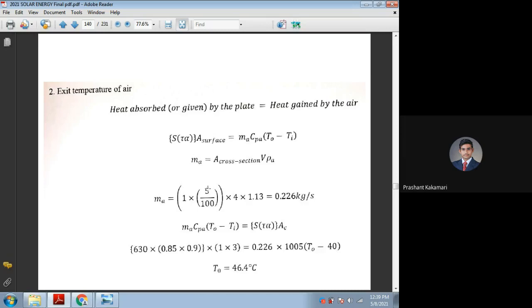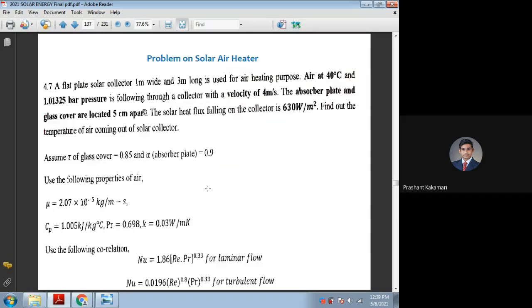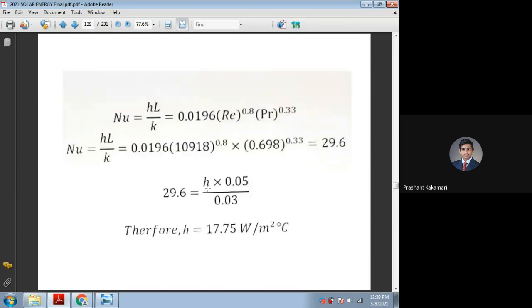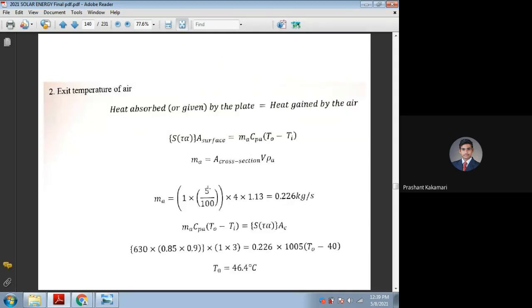So surface area, how do you find out? Surface area of the collector is length into width. So that length into width is given, 1 meter by 3 meters. This equals the heat gained by the fluid, which is given by m Cp delta T, the inlet and outlet temperature difference. m is the mass flow rate of air. Cp is the value for air, given in the problem.